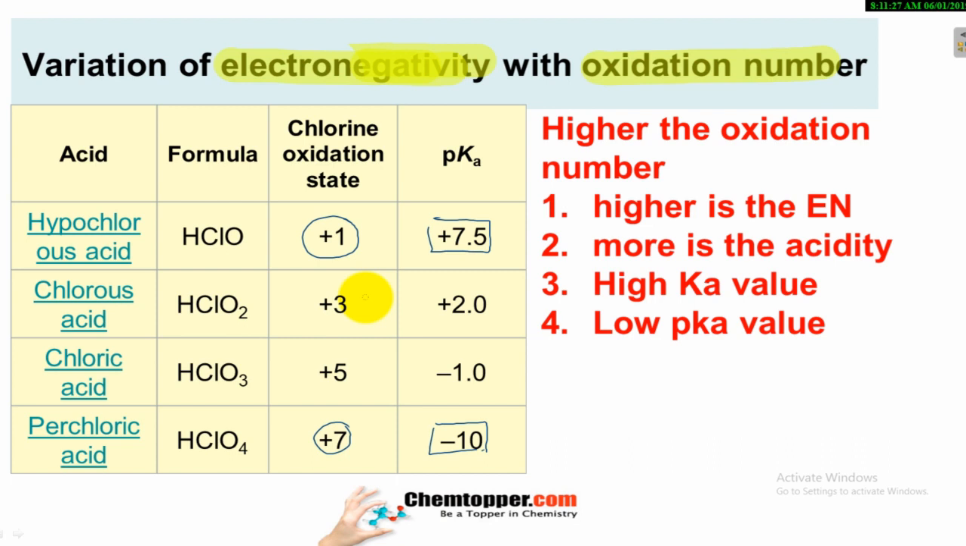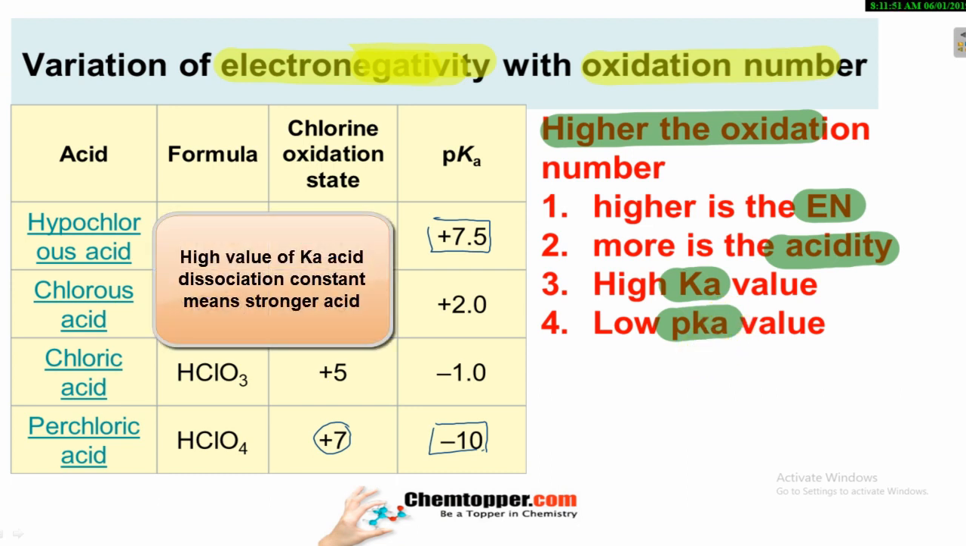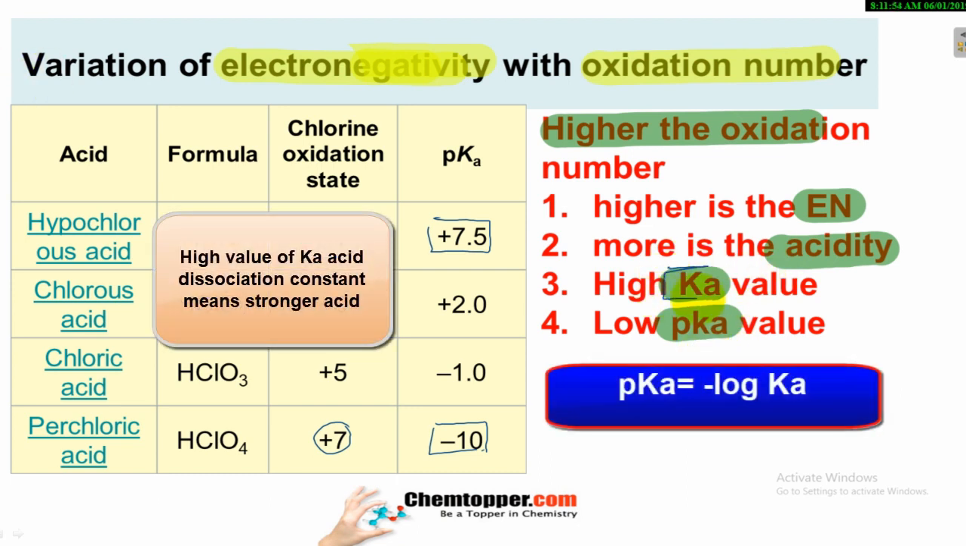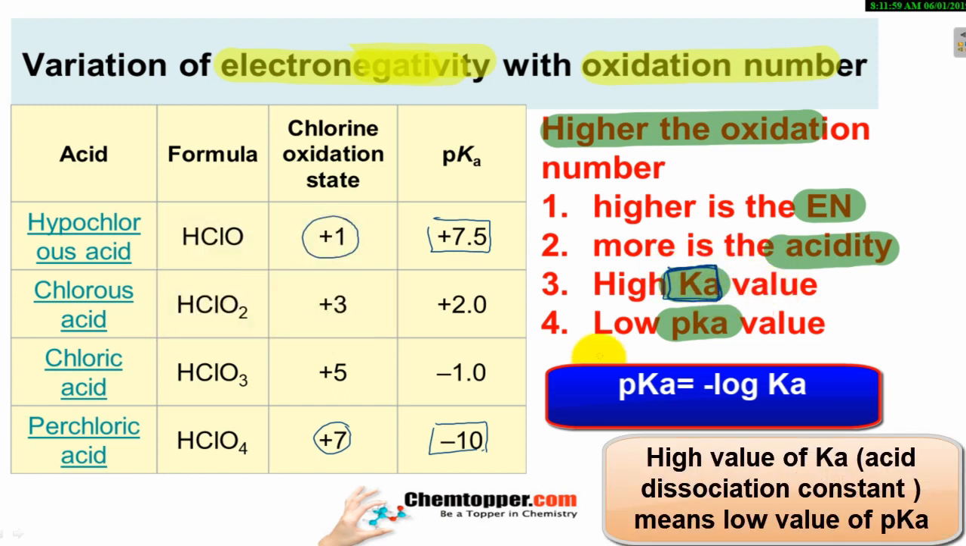So we can see that higher oxidation number, higher is the electronegativity, more is the acidity. More acidity means high value of Ka, which means low value of pKa. Remember, Ka is the acid dissociation constant, and strong acids have more dissociation, so higher value of Ka. And pKa is the negative log of Ka. So high Ka value means low pKa value.